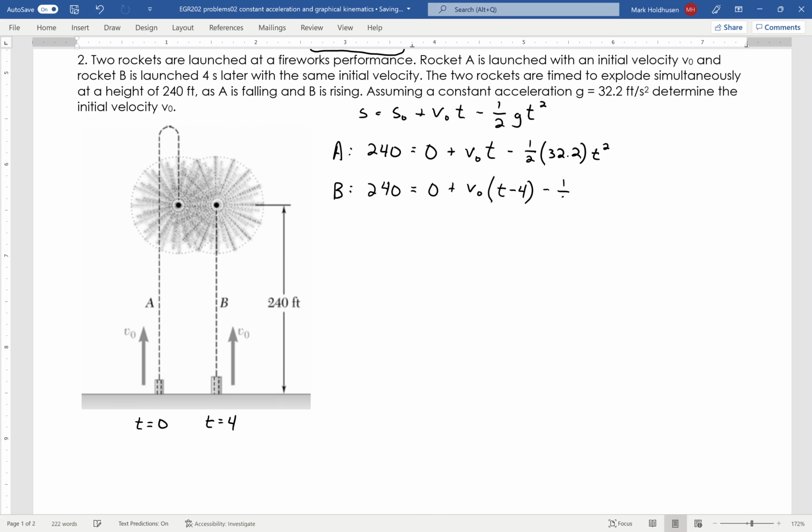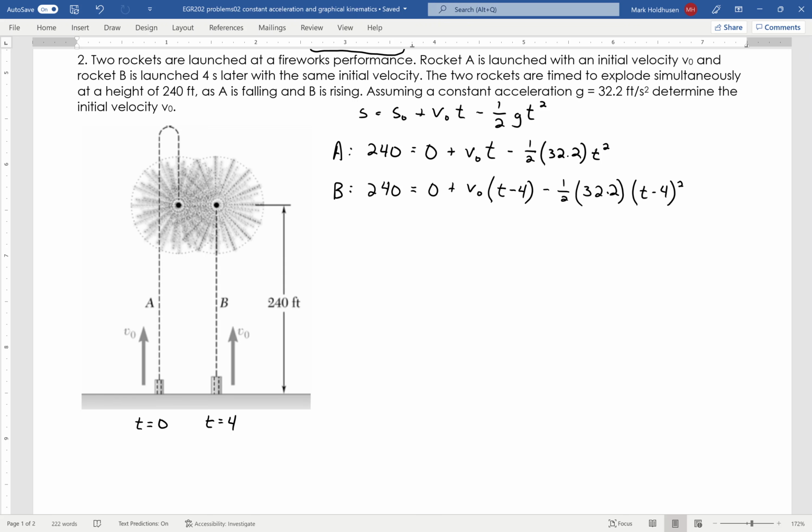And then that's going to be minus 1/2 of 32.2, and again, t minus 4 squared. So these are my two equations. The only difference between them is that t minus 4, because I launch one 4 seconds later. But the t is the global time. I put that t minus 4 in there so I can manipulate this one occurring 4 seconds later. So now the question becomes, at what time do they explode and at what velocity?